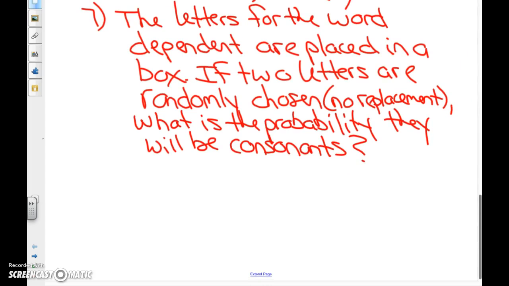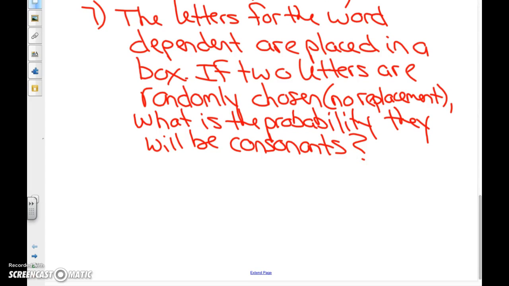Here is the problem we're working on currently. The letters for the word dependent are placed in a box. 2 letters are drawn randomly. They're not replaced. So once the first one is drawn, it's not replaced. And then the second one is drawn. We want to know the probability of drawing 2 consonants.